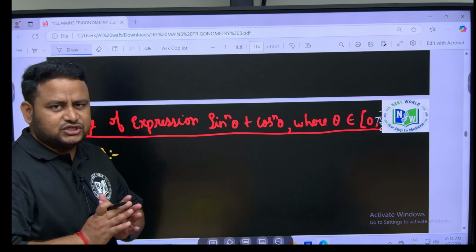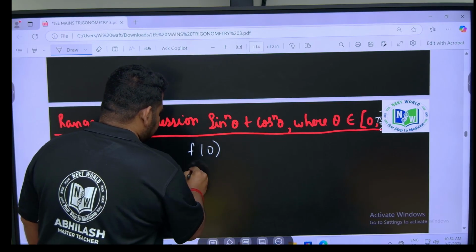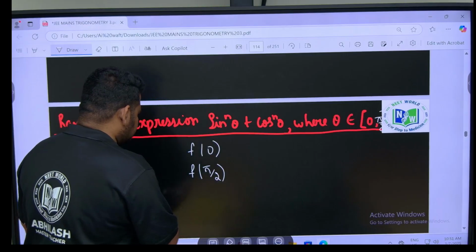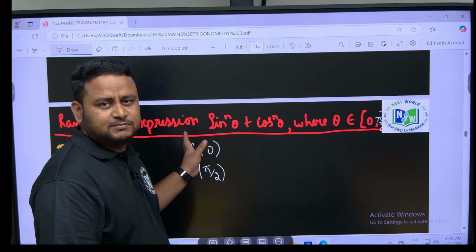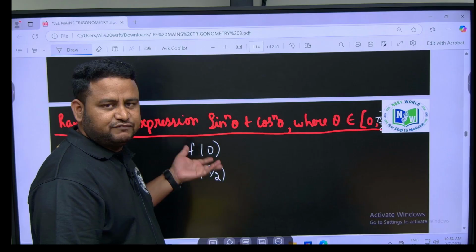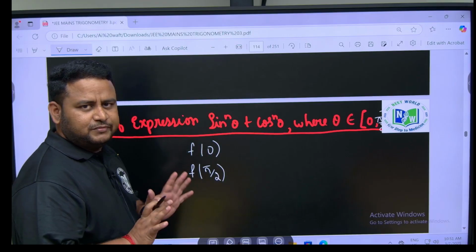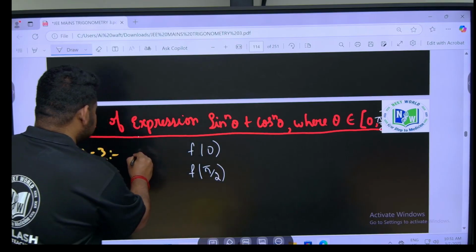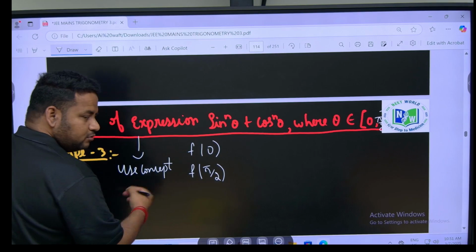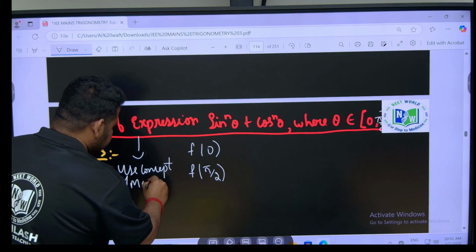Whenever such a question is given, first of all you have to find what is f of 0 and what is f of pi by 2. You should also use the concept of maxima and minima, which you use in differentiation, the application of derivatives. Those who have not studied maxima and minima till now, no problem, you will learn it when we do differentiability, don't worry. Use the concept of maxima and minima for solving such questions.